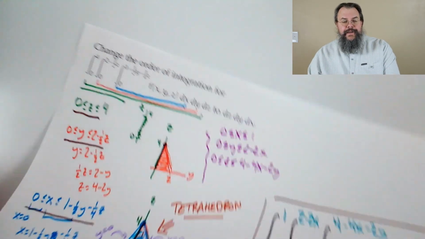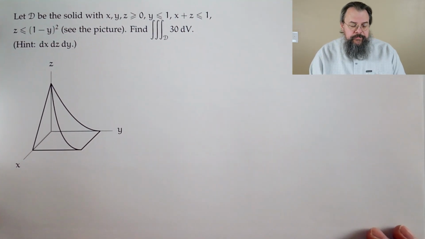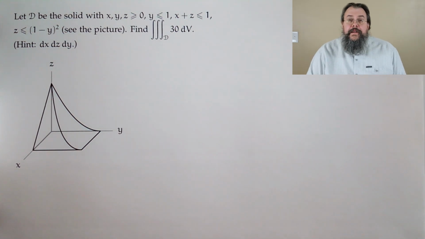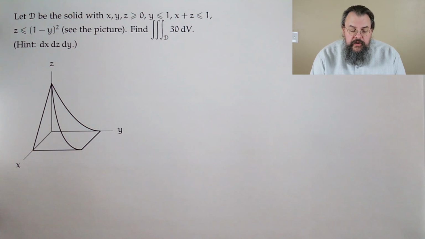All right, good. Well, if practice is important, we should keep practicing. So here we go. Let's do another one. Let D be the solid where x, y, z is greater than or equal to 0, and y is less than or equal to 1, and x plus z is less than or equal to 1, and z is less than or equal to 1 minus y squared.